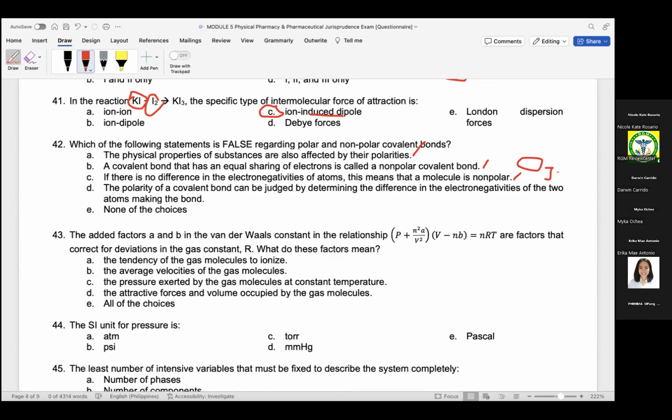Next, letter D. The polarity of a covalent bond can be judged by determining the difference in the electronegativities of the atoms making the bond. This is also true. So therefore, the correct answer is letter E. None of the choices is false. Number 42 is letter E.